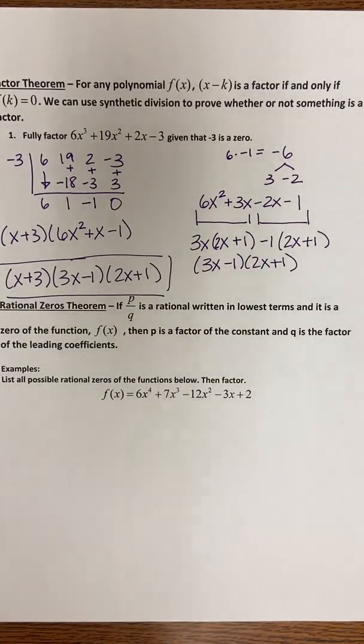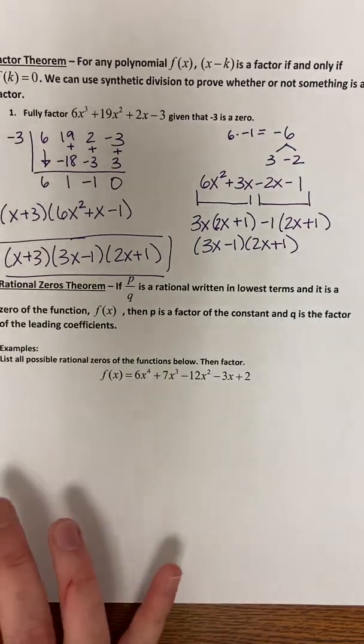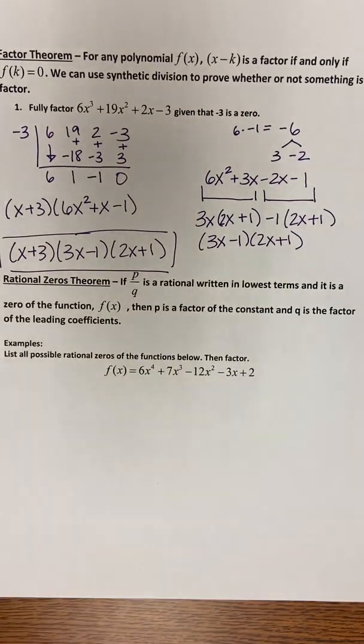Now, the rational zero theorem says this is not a guess and check. You don't need to guess every number under the sun to figure out what could possibly be a root. For any potential root of this polynomial, the numerator has to be a factor of the constant, whereas the denominator has to be a factor of the leading coefficient.